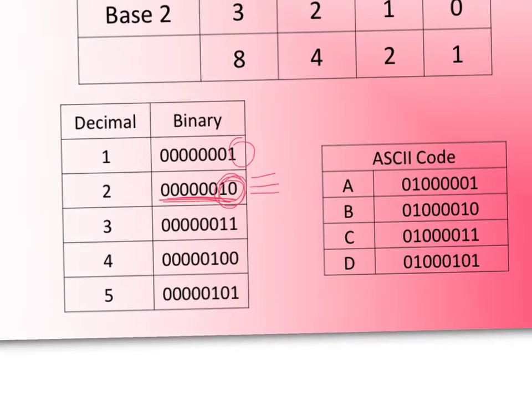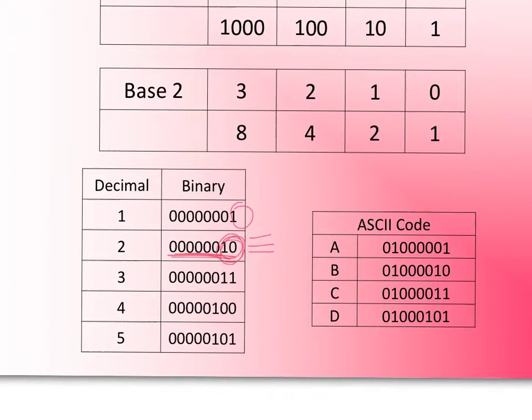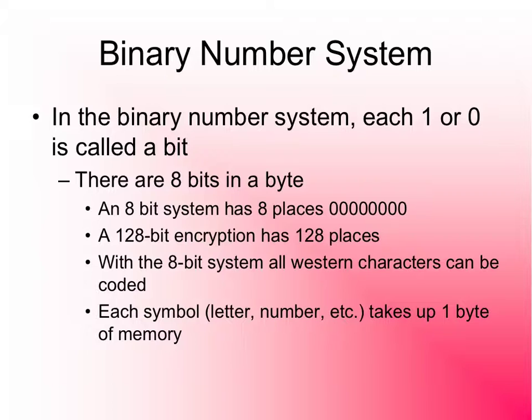From there, we can also code for letters and all of our symbols. In our binary system, each of these ones or zeros is called a bit. And there are 8 bits in a byte. And so you think about our storage systems and hard drives and flash drives, we're talking about gigabytes and megabytes and kilobytes. And so this is what we're really talking about. We're talking about this information that we can store.